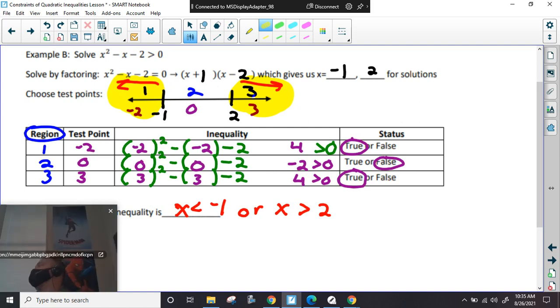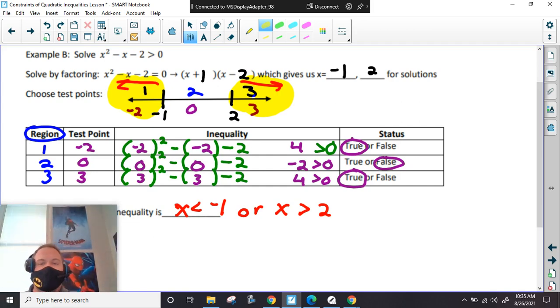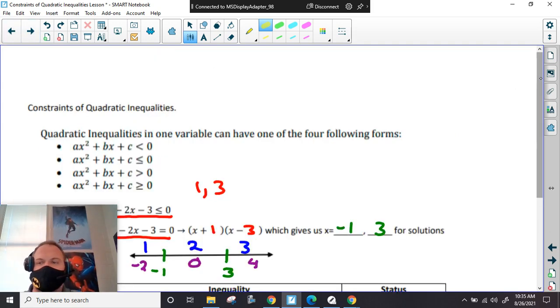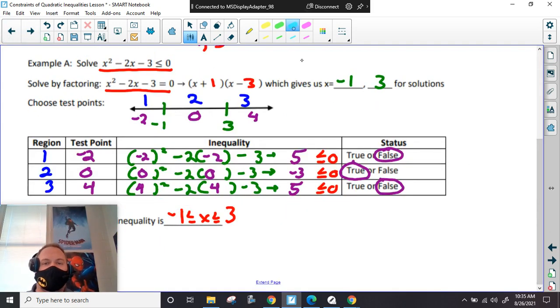All right. Can we do another one and see if we're getting better at it? So the thing was, if we get two trues like this, it's going to end up being "or" like this. If we end up getting one in the middle, our variable will be in the middle, like a sandwich between our numbers that we got when we factored.